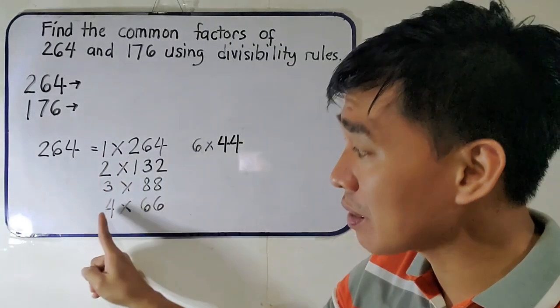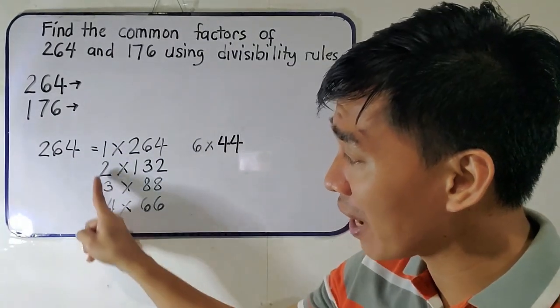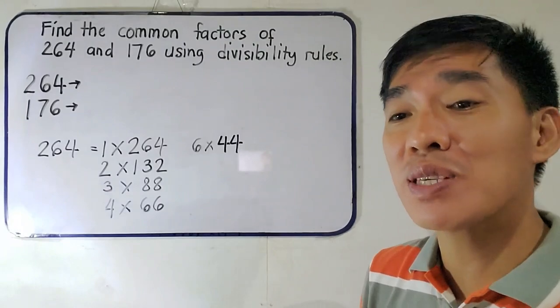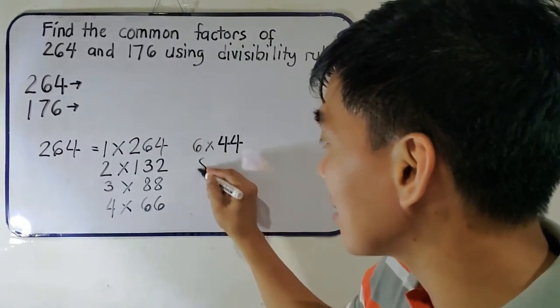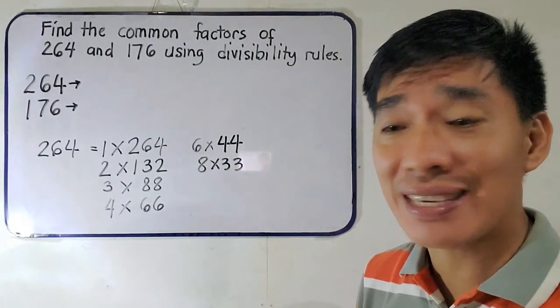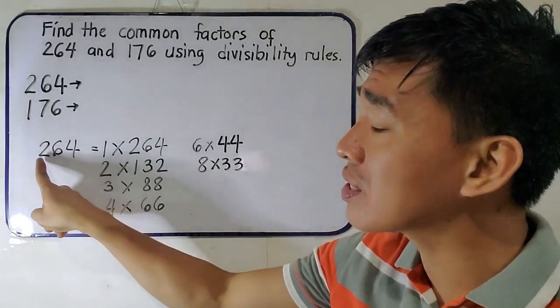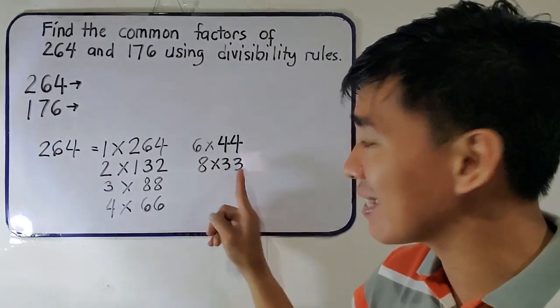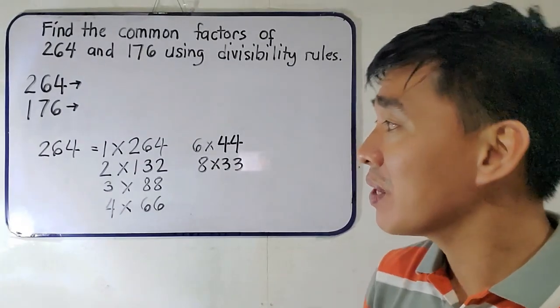By 8, obviously, because it's divisible by both 4 and 2. Therefore, that is also divisible by 8. That is equal to 8 times 33. You might be wondering, how did I get 33? All you have to do is divide 264 by 8, and the answer is 33.